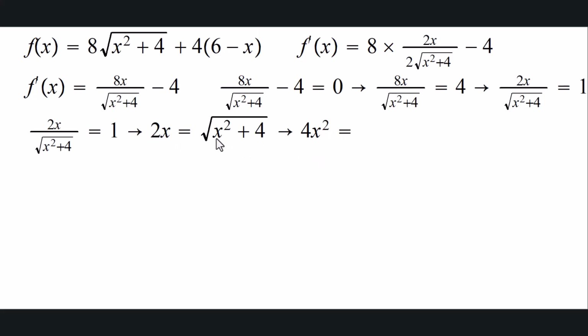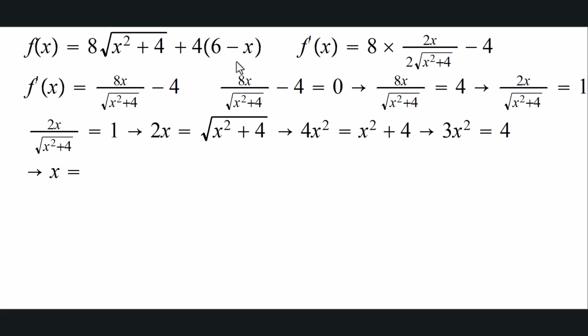4x squared equals the square here. We'll just remove the square root sign: x squared plus 4. And then if we move x squared to the left-hand side, or subtract it on both sides, we have 3x squared equals how much? 4 then, right? So x will be plus or minus, let me write it in the next line.